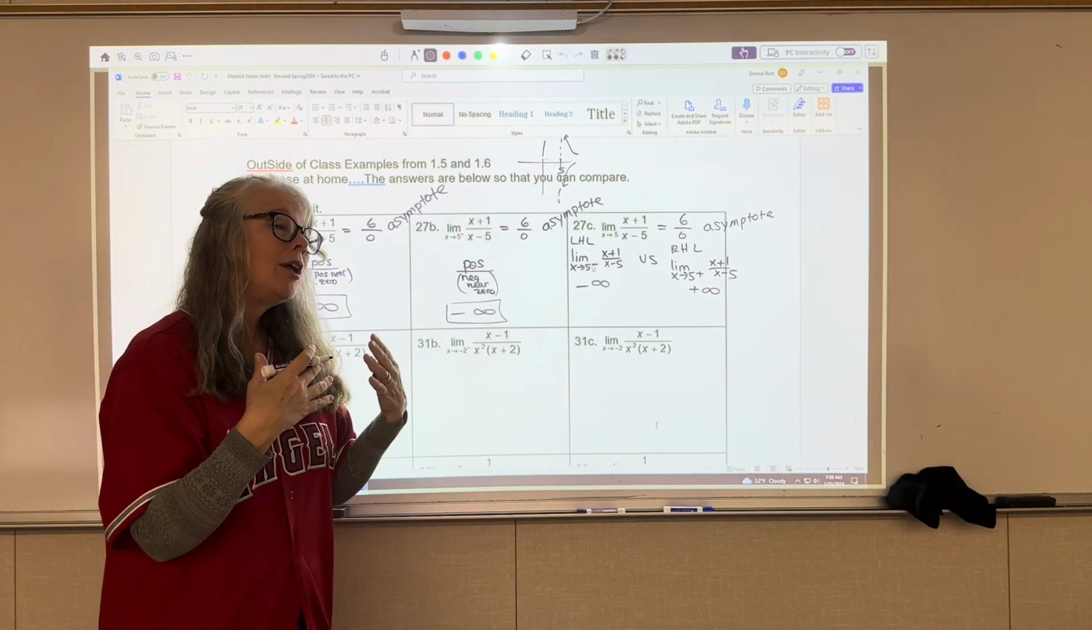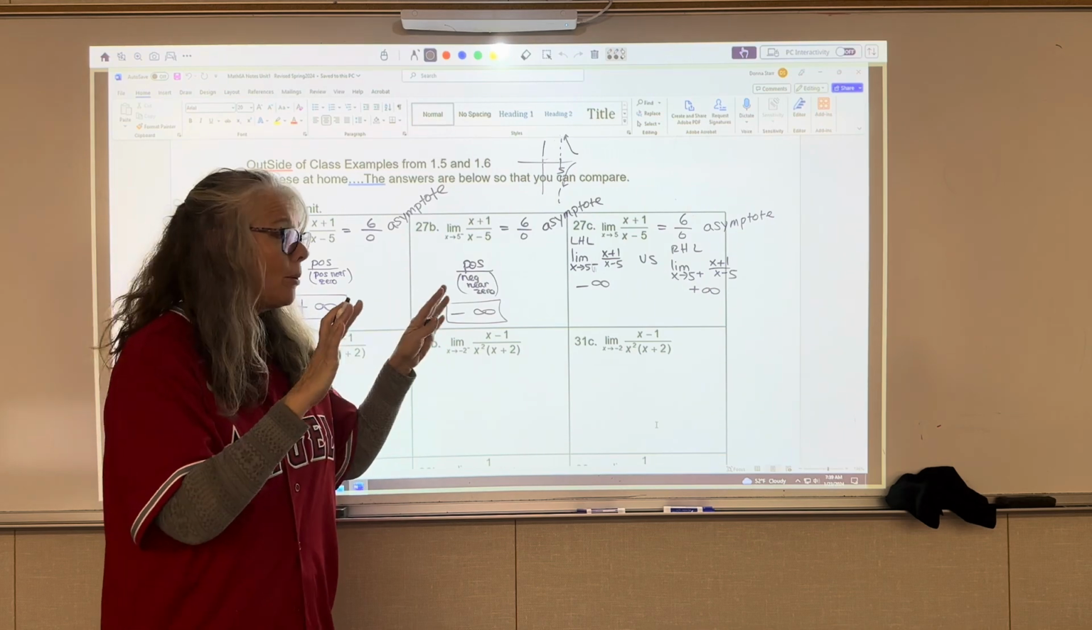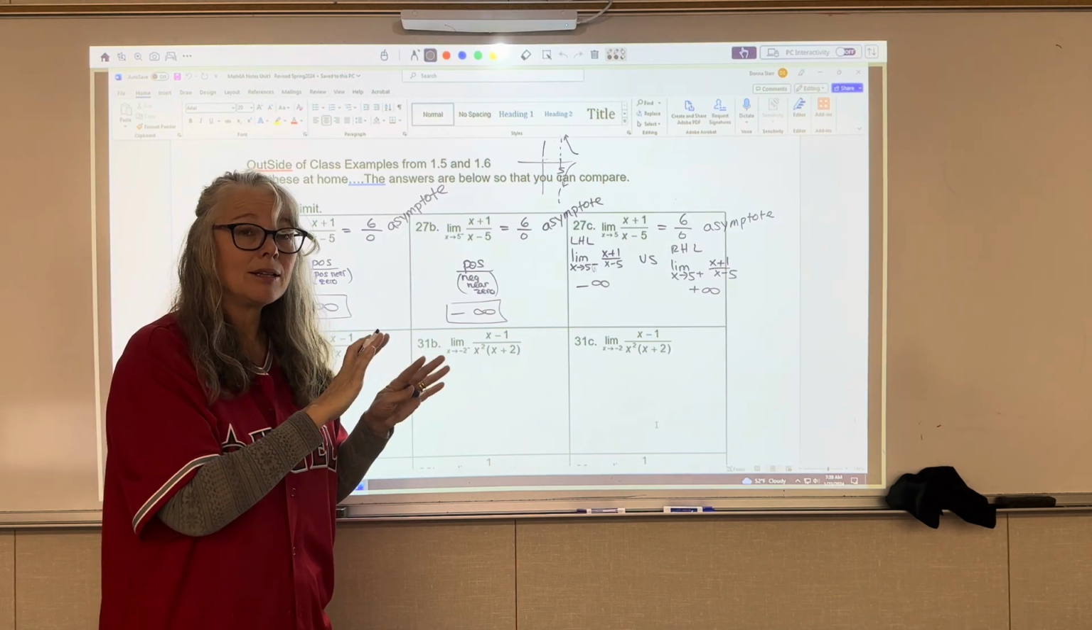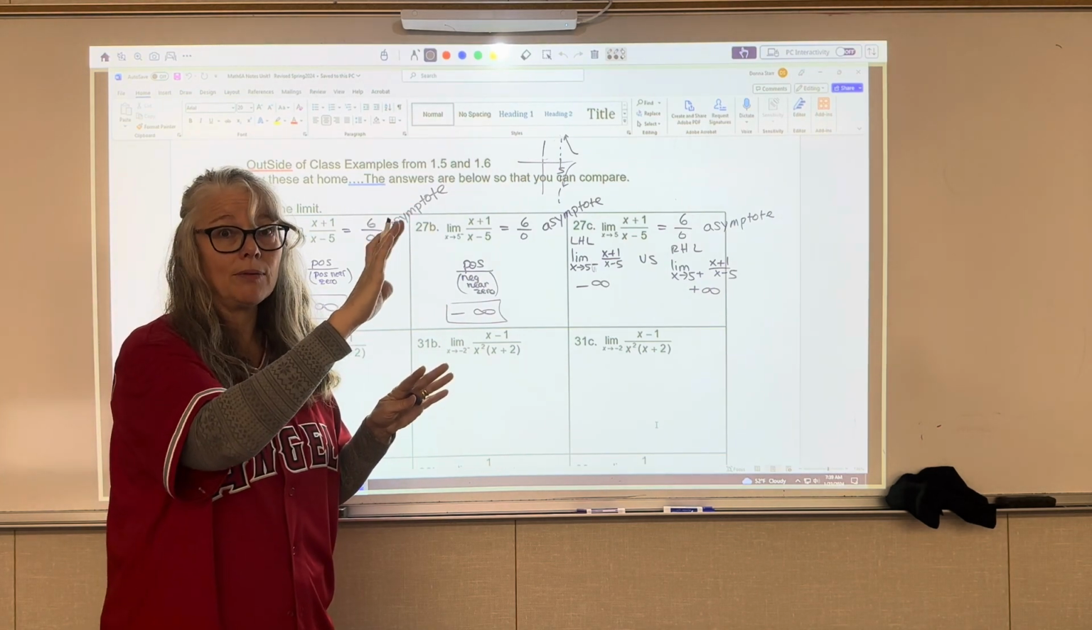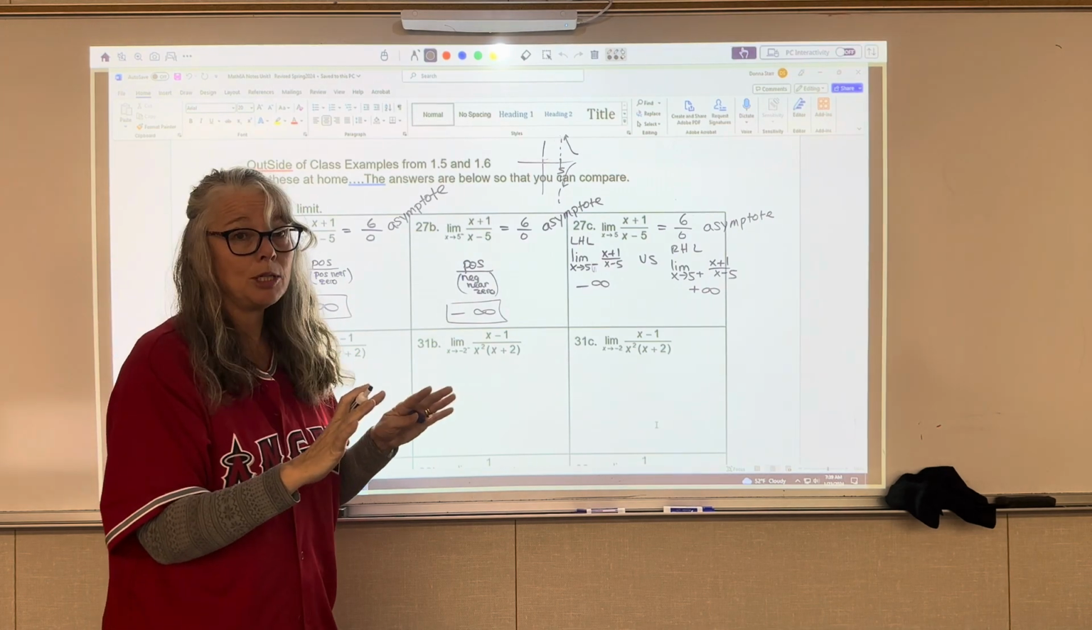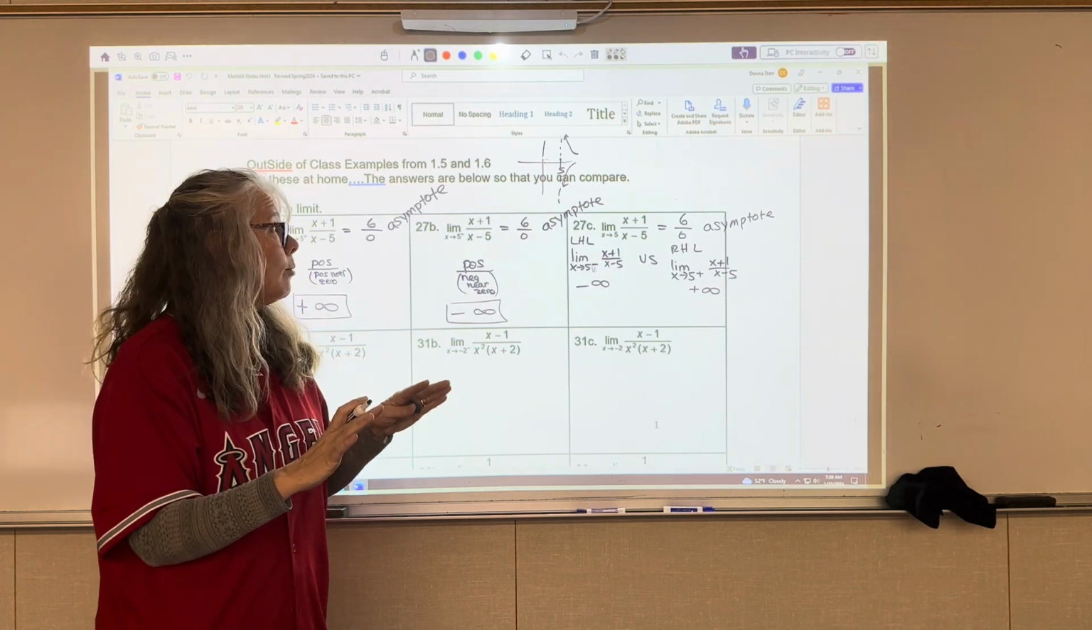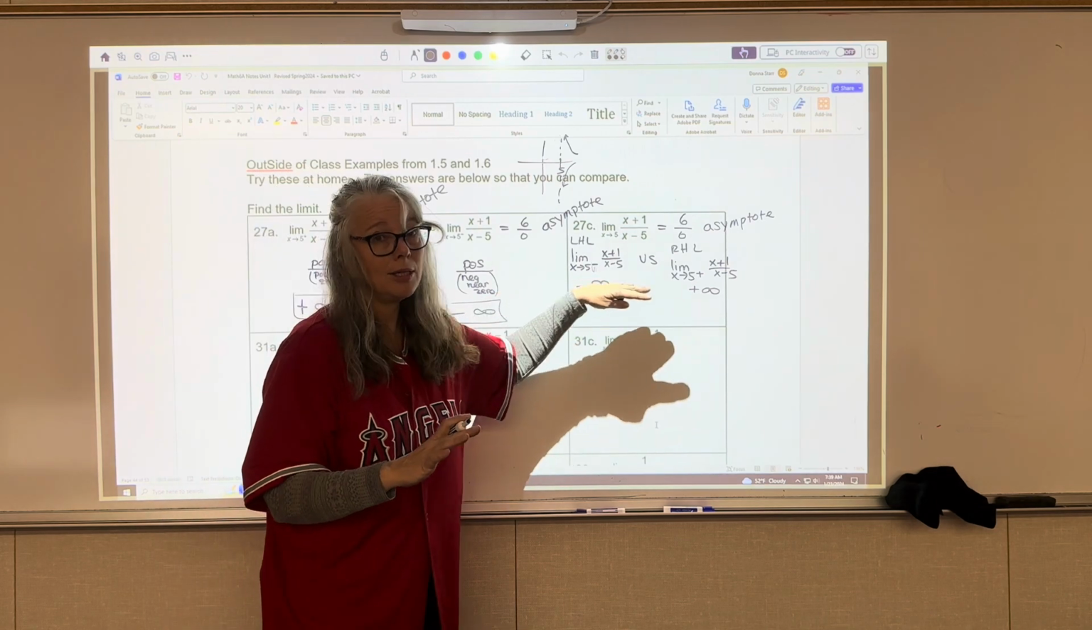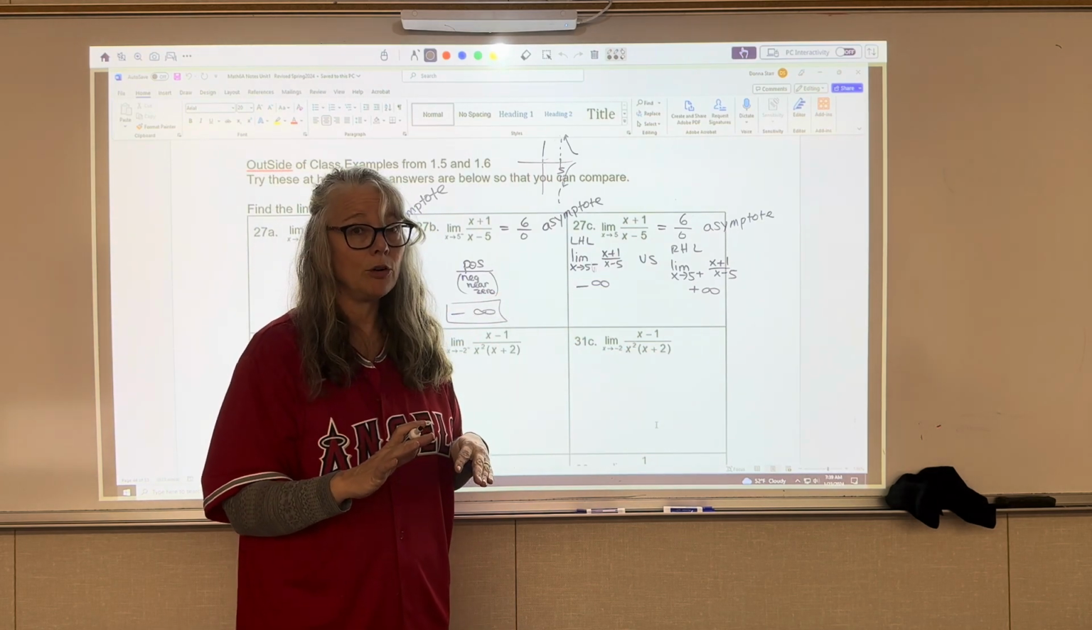So we can't say infinity in that case. We can say it does not exist, but it's approaching positive infinity. Or it does not exist, but it's approaching negative infinity. And what's happening here is it doesn't exist, and it's not approaching positive infinity or negative infinity.